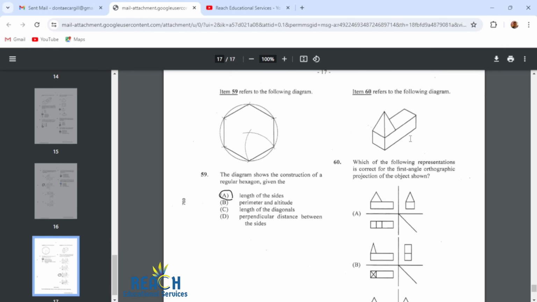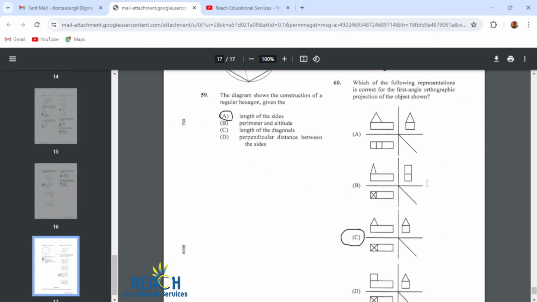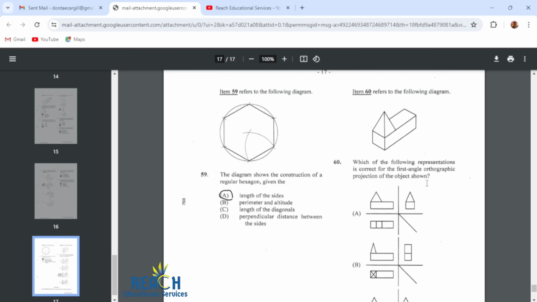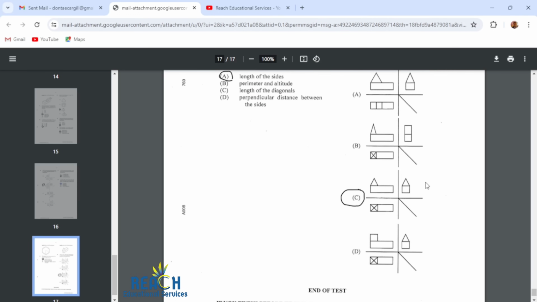Item 60 refers to the following diagram. Which of the following representations is correct for the first angle orthographic projection of the object shown? That would be C. It's in first angle, so we'd have the plan down there by itself, the front above it, and then we would have the left view on the right side of the front. So the answer here would be C.